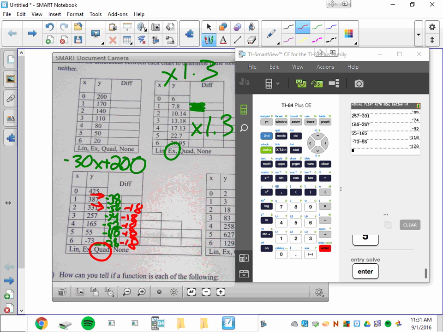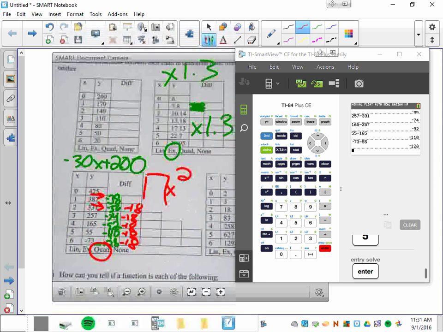Okay, and we learned something about the second difference. Whatever the second difference is, if you cut that number in half, you get the number that goes in front of the x squared. So this equation is something x squared. If you want to know what that something is, it's half of that number. So it should be negative 9.